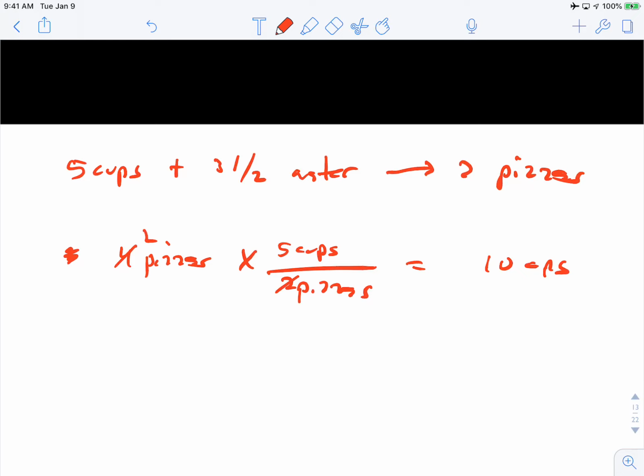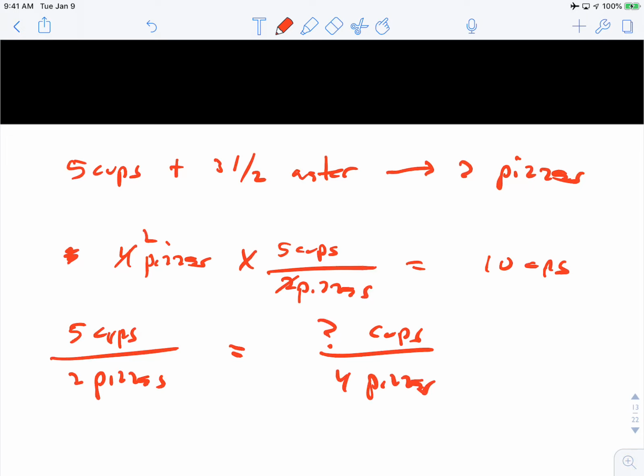Or another way of looking at it is 5 cups gives me 2 pizzas. How many cups, if you like, kind of cross-multiplying if you're setting up ratios, do I need for 4 pizzas? It's really the same thing. As you can see, mathematically, you get the same answer. But this really is the heart of the chapter. And I can ask you other questions.